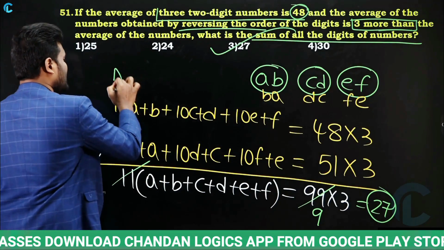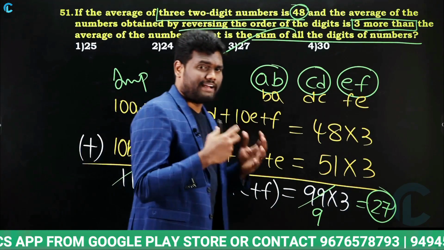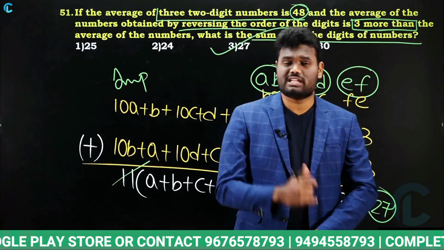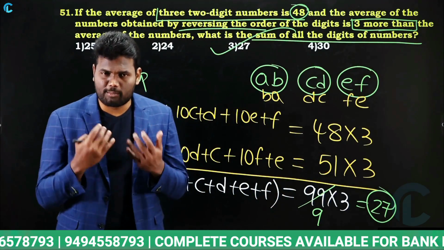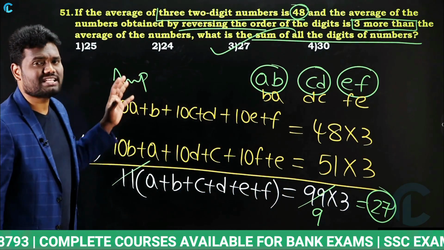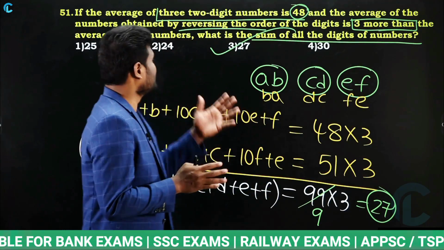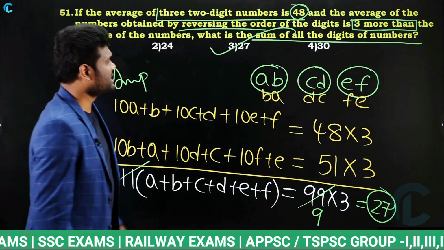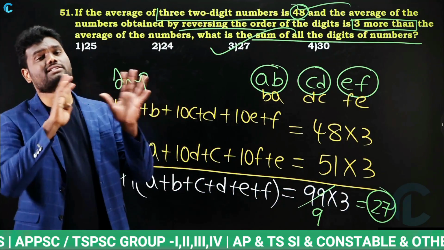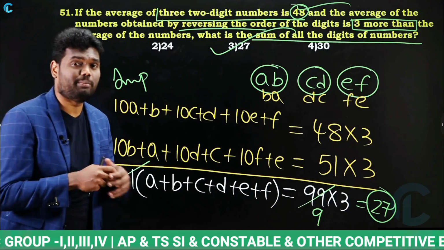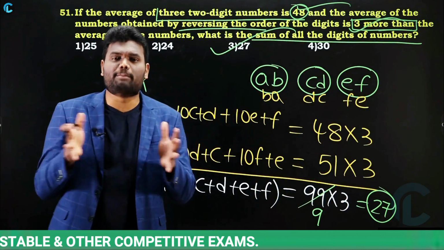Very, very good question. Now what you have to do is read the question clearly. If you read the question clearly, even if the question is complicated, then you can mark these answers very easily. Now I am going to explain it one more time. Observe here carefully. The question is saying the average of 3 two-digit numbers is 48. Now what happens if he interchanges those numbers, then the average is going to be 3 more. He is asking what is the sum of those digits.